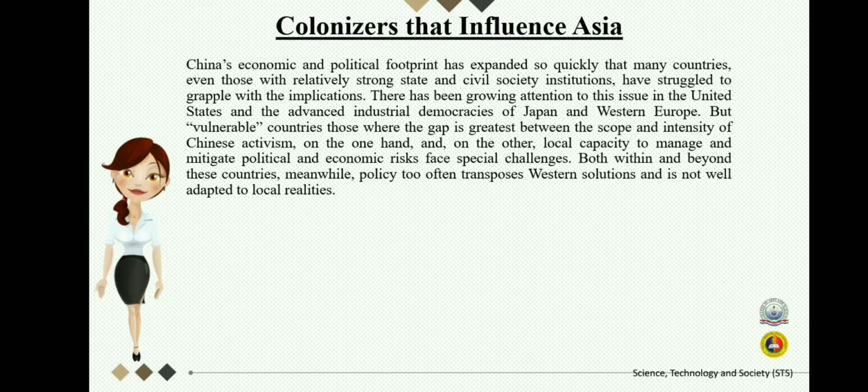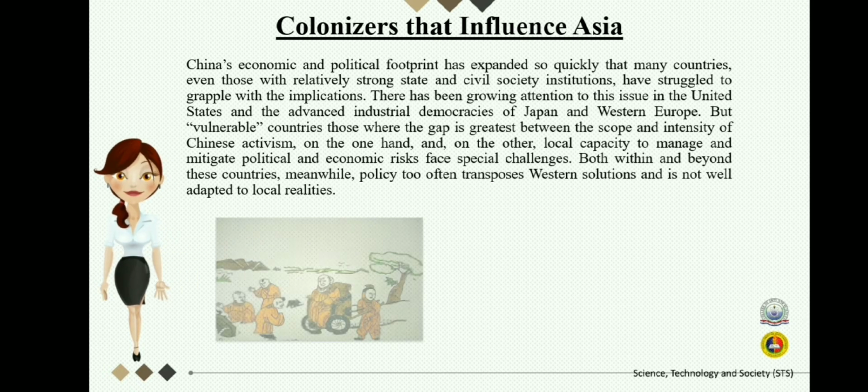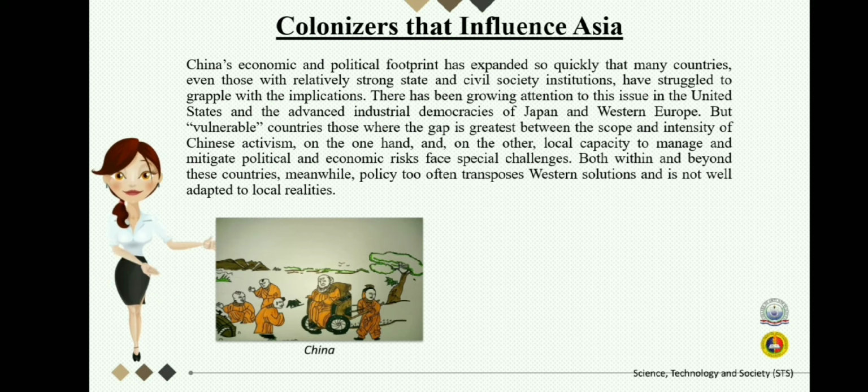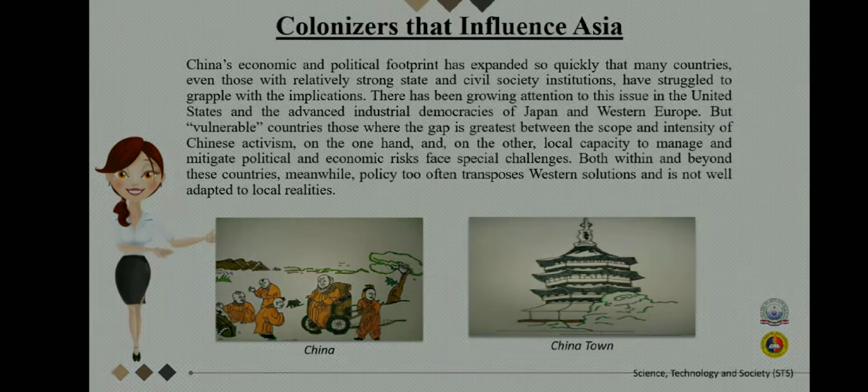But vulnerable countries, those where the gap is greatest between the scope and intensity of Chinese activism, on the one hand, and on the other, local capacity to manage and mitigate political and economic risks, face special challenges, both within and beyond these countries. Meanwhile, policy too often transposes Western solutions and is not well adapted to local realities. The picture below shows the Chinese people and the Chinatown.